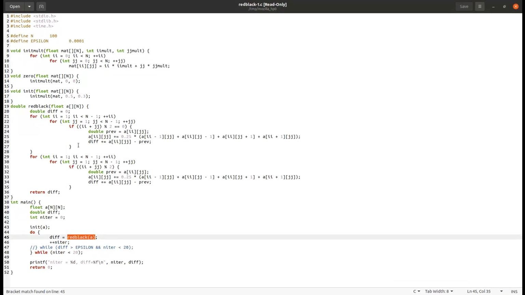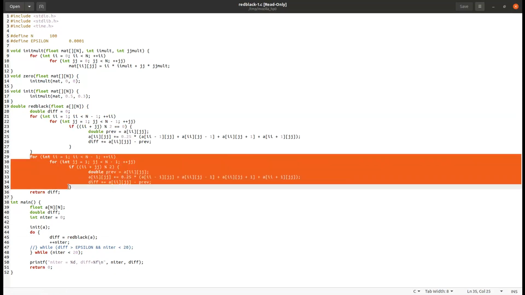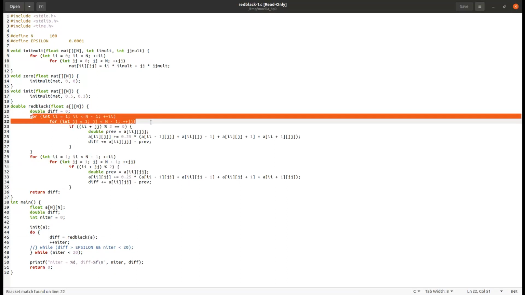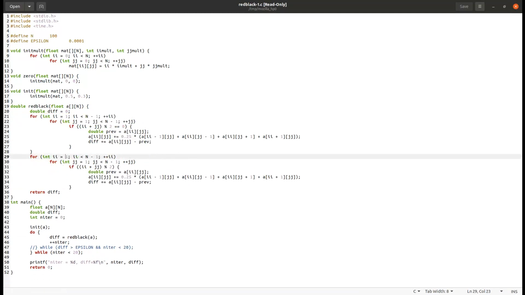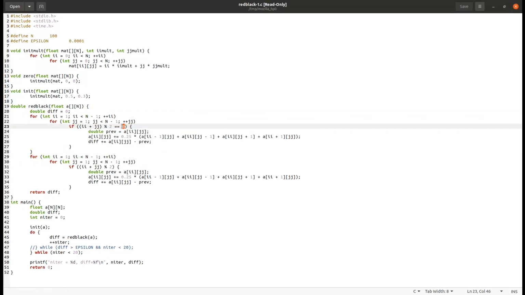What does this red black do? As we were saying, there are two for loops which are sequentially executed, that is one after another. Each for loop is essentially going over the matrix, so there are II and JJ iterations, and similarly for the second loop. Within that, there is some computation happening, right? So if it is red, that is II plus JJ mod 2 equals 0, then you do something. Otherwise, if it is black, then you do something else, right?